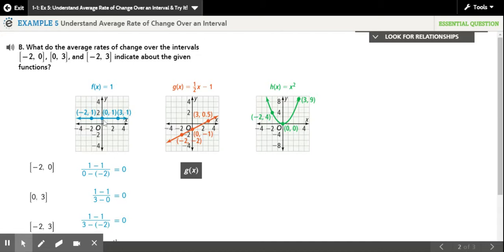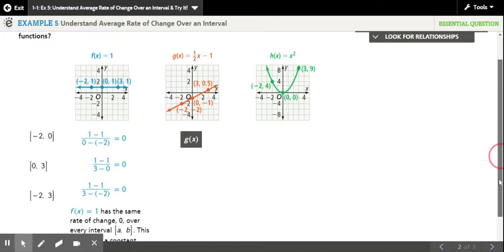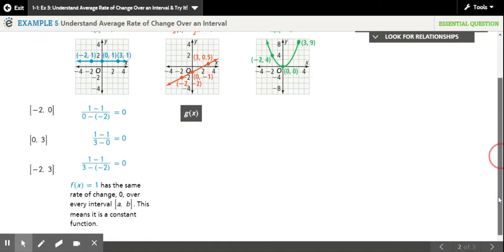From 0 to 3, so from here to here, the change is 0. All right, the slope is 0. Essentially, that's all you're doing. It's change in y over change in x. And then from -2 to 3 for the entire thing, it is still 0. The slope is still 0. So f of x equals 1 has the same rate of change, 0, over every interval. This means it is a constant function.